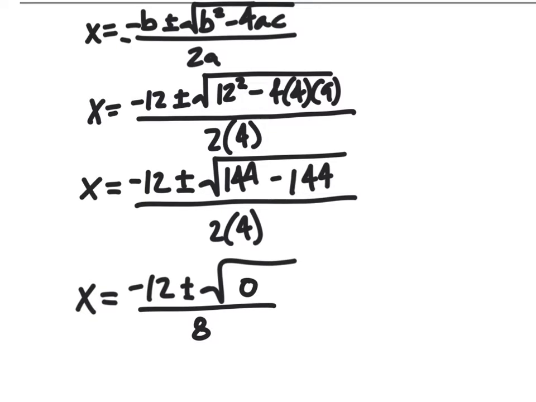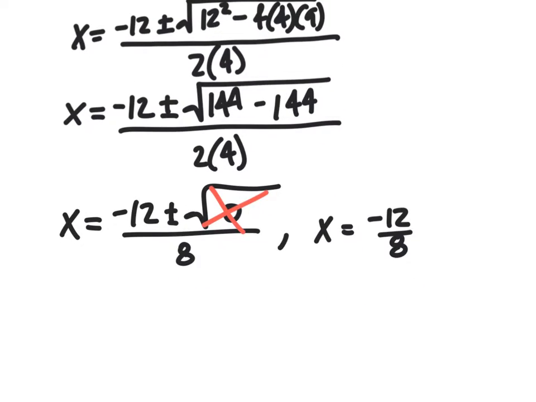So now that we just get the square root of 0, that's just going to give me 0. So plus 0 or minus 0, that part just kind of goes away, it doesn't even matter. And so then we get that x is equal to negative 12 over 8. And that simplifies down, each of these are divisible by 4. And so that's going to give us x is equal to negative 3 halves.